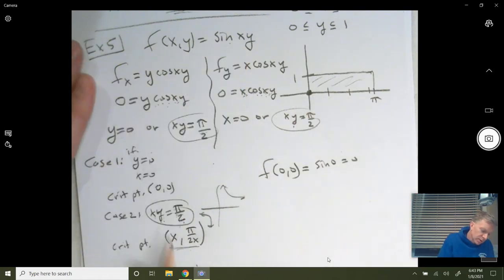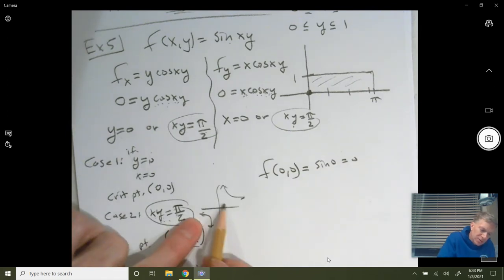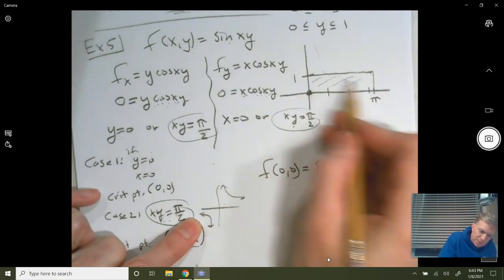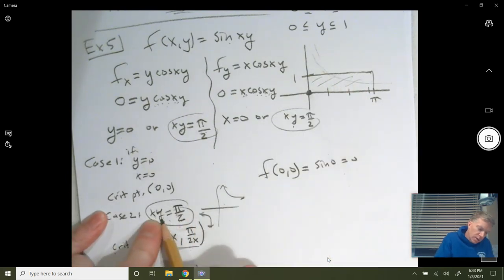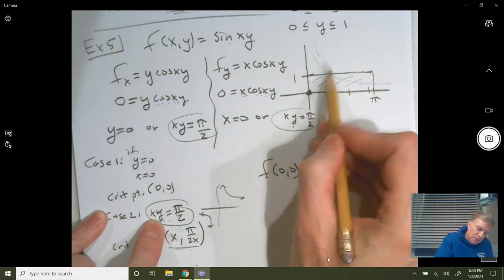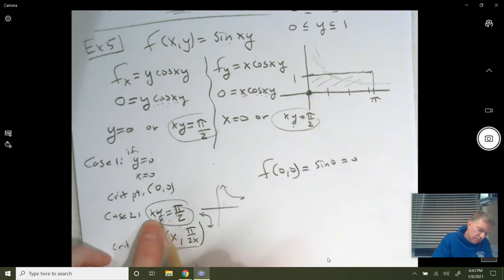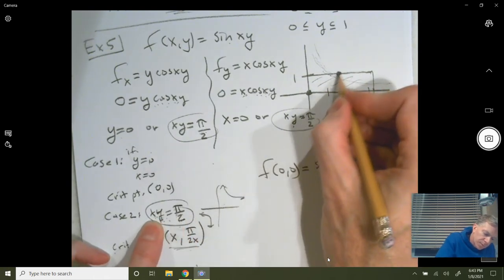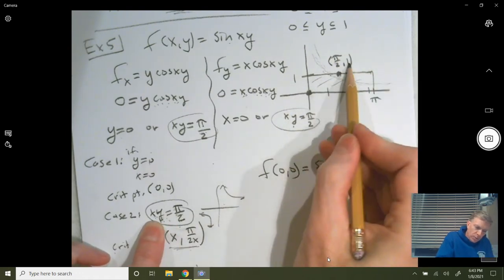And then we have everywhere along this hyperbola. So this hyperbola is going to go something like this. It's going to go somewhere like this. So let's figure out what happens. Okay, so let's say when y is 1, so where does this hyperbola cross this top boundary? When y is 1, x would have to be pi over 2. So that would be pi over 2 comma 1.